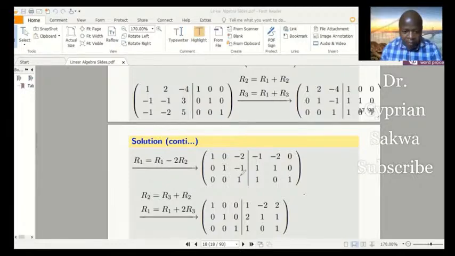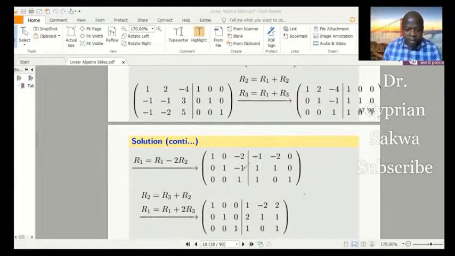So I now have this 1, and I want to use it to get zeros elsewhere in this column. So what do I do? For this row 2, I only need to take the row 2 element plus row 3 element. And for this position, I'll take row 1 element plus 2 row 3 elements. So when you do that, what do you get?